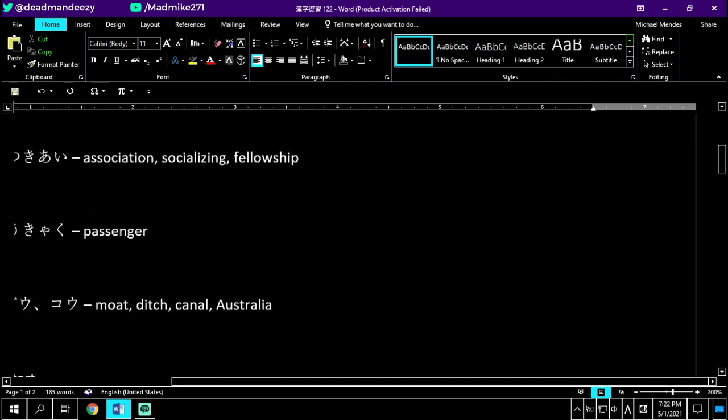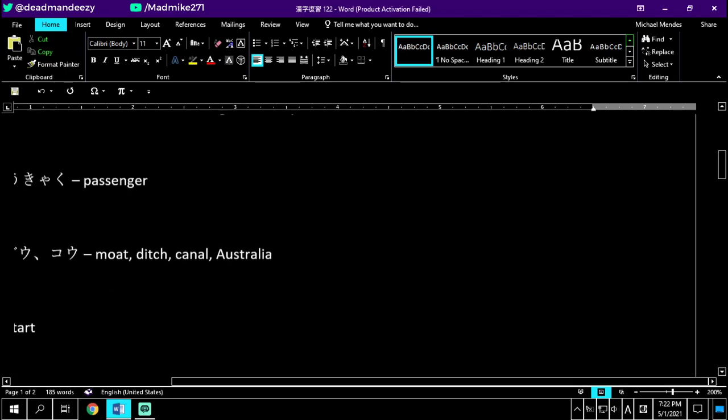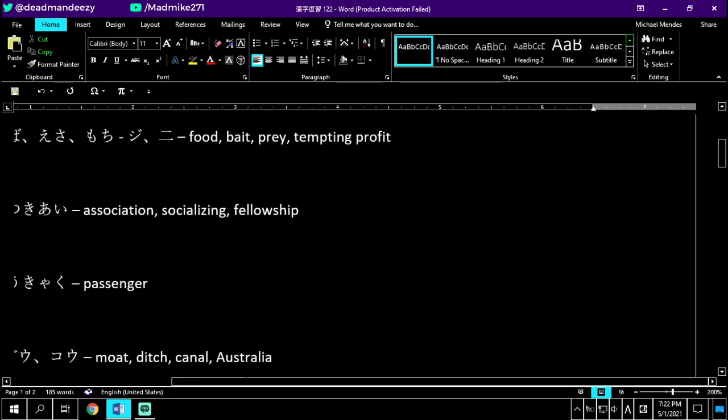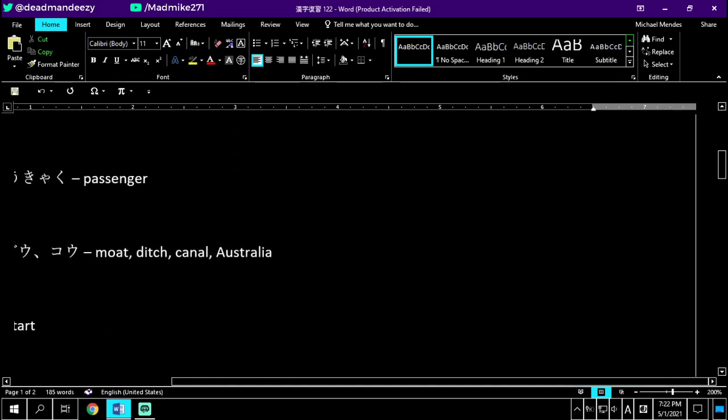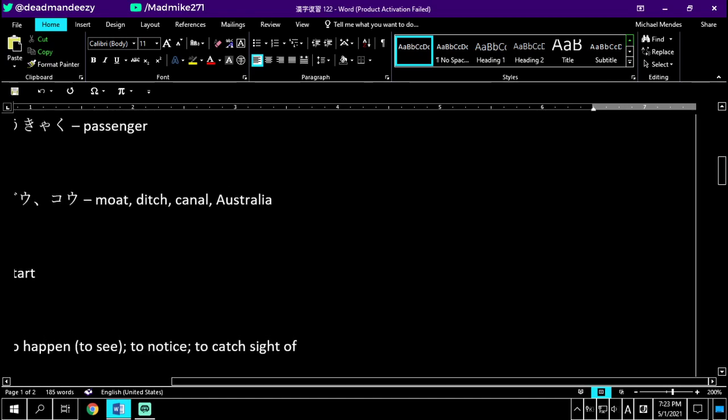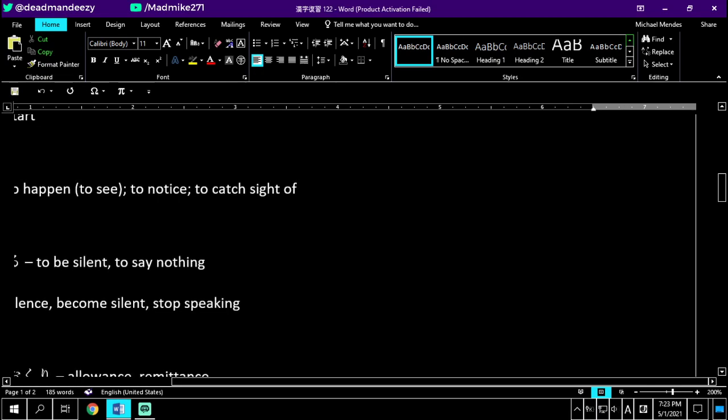Tsukiai. A passenger is a jokyaku, riding. A moat, a ditch, or a canal is a hori, koh, or go? Or go, right. Horiko, which is the moving water. To happen to see or to notice is mikakeru. Spend seeing, barely caught a glimpse of. Next, to be silent or say nothing is damaru.